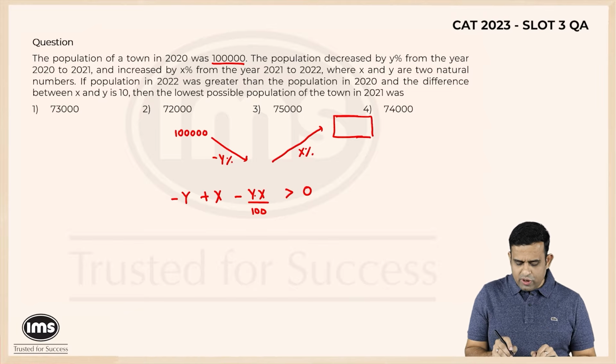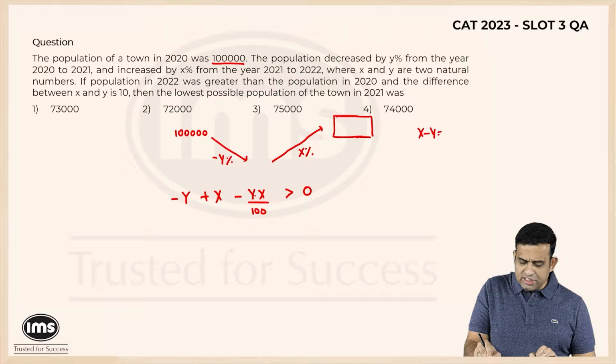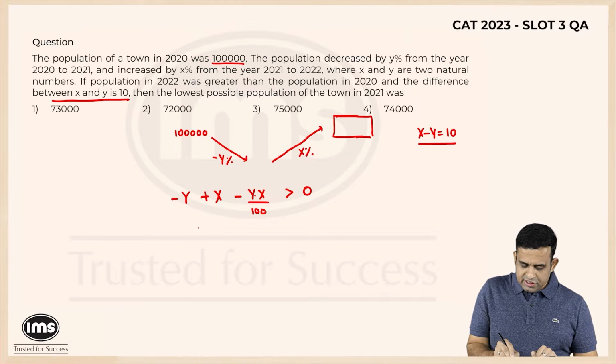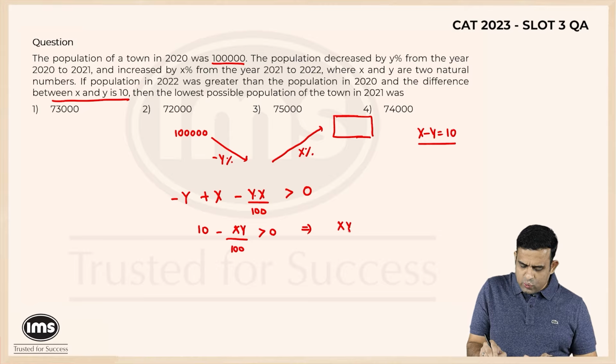Over here, if you look at what is going to happen, this particular term X minus Y is given to you as the number 10 from here. So this is 10 minus XY/100 is more than 0. And this basically would mean that the term XY/100 would be less than 10, or one can say X into Y has to be less than 1000.